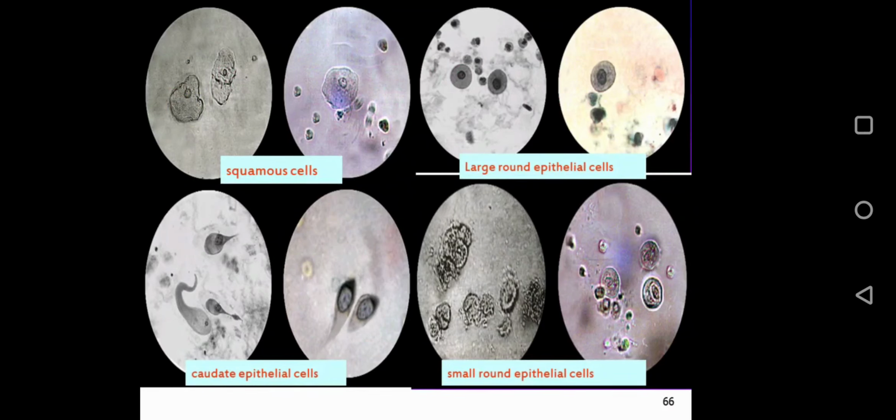This picture shows 4 kinds of epithelial cells. This is a squamous cell. It's the biggest among them, with a small nucleus inside it. The other epithelial cells are similar in appearance.